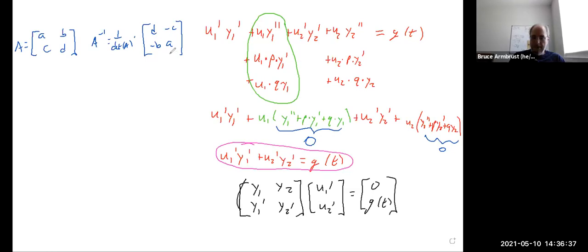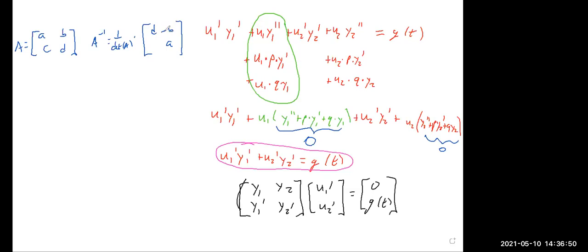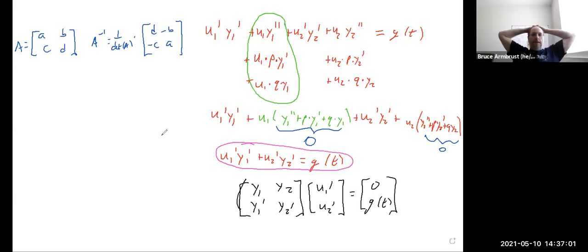Hold on a second. No, that's not right. I'm trying to remember the shortcut, and I don't even remember the shortcut. I think you just changed the signs on those ones. Yeah, negative c and negative b. So ad minus bc, and negative b. Yep. Okay, so this is in general what you do.